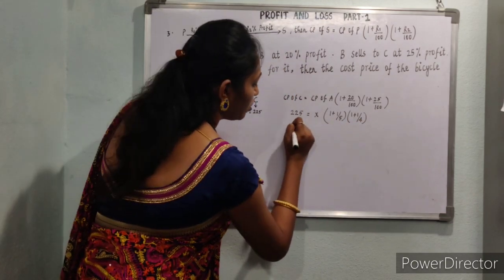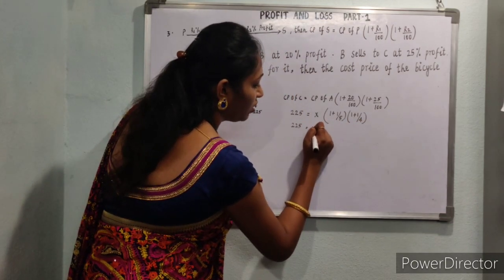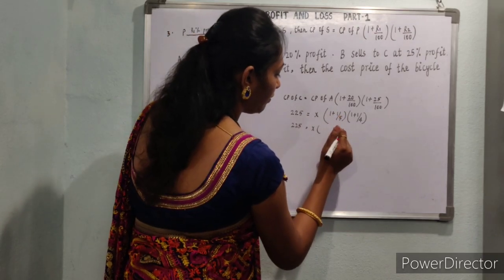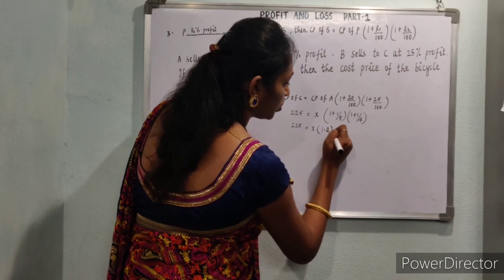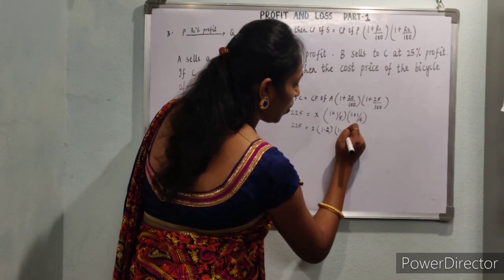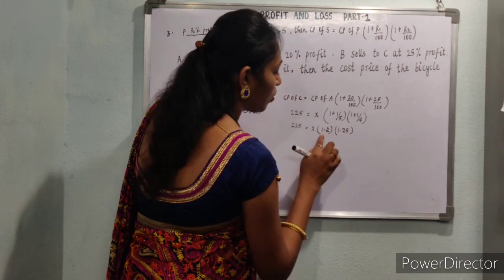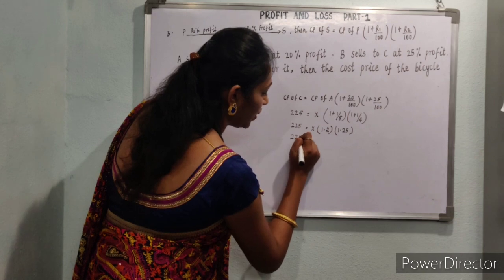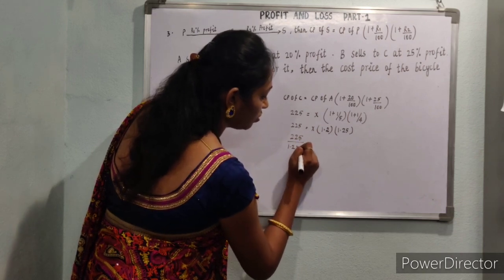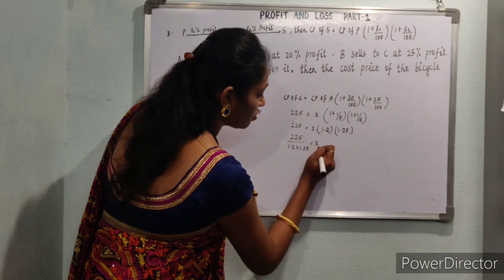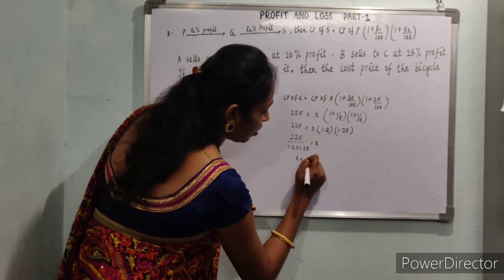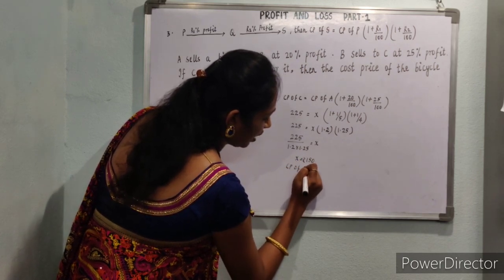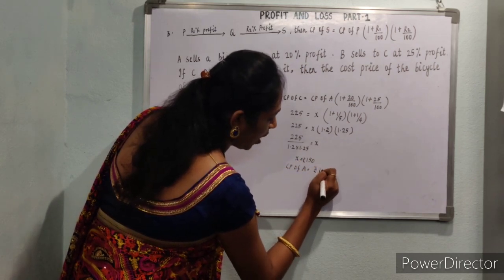So 225 equals X into 1 plus 1 by 5, you will get it as 1.2, and 1 plus 1 by 4 you will get as 1.25. So 1.2 into 1.25, you just bring it down: 225 divided by 1.2 into 1.25. If you solve this, you will get 150 rupees. So the cost price of A is rupees 150.